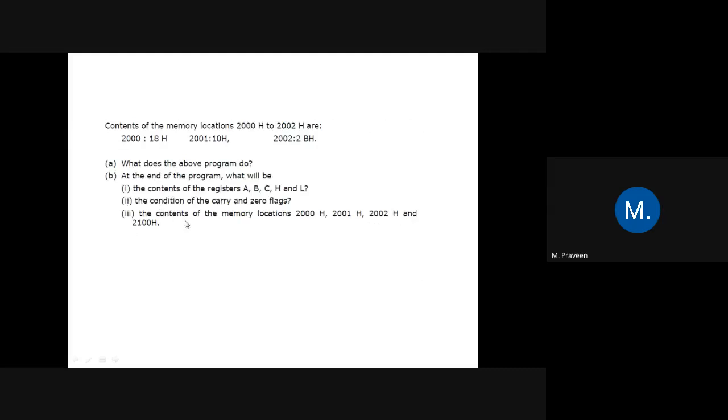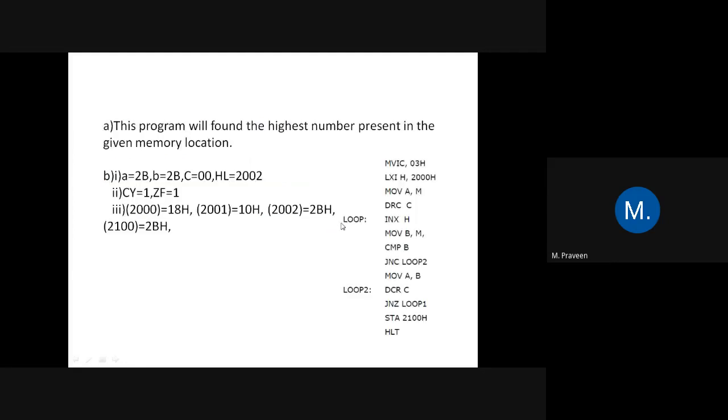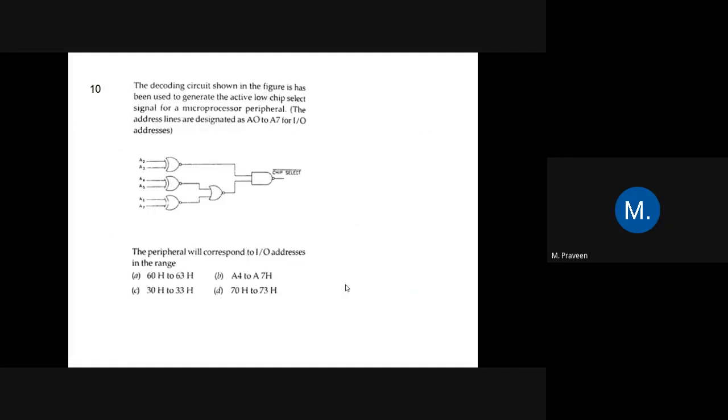And the last one is the content of memory locations 2000, 2001, 2002, and 2100. Actually, the content at those addresses will not be changed. So in 2000 we have 18, in 2001 we have 10, in 2002 we have 2B, and in 2100 we have 2BH. If you take 18, 10, 2B, then 2B is the highest value. The highest value is stored by STA 2100. So this is the answer for the question.